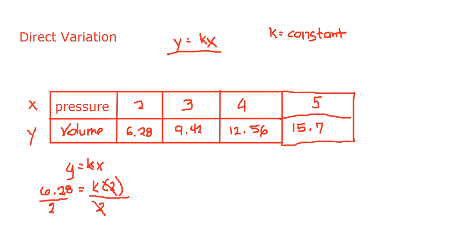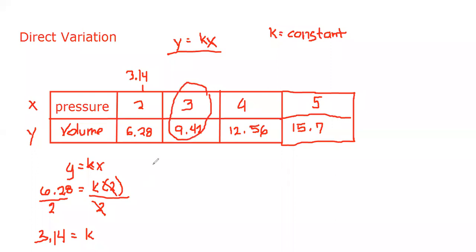Then, 6.28 divided by 2. What would be 6.28? 3.14. Tama? Then, equals to k. So, ang constant ang una nating given is 3.14. Tingnan natin kung 3.14 din ang constant nitong pangalawa natin.